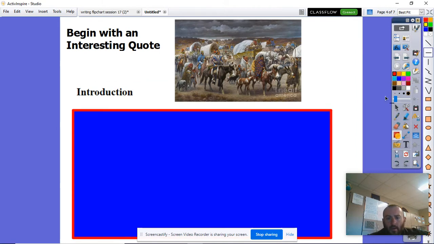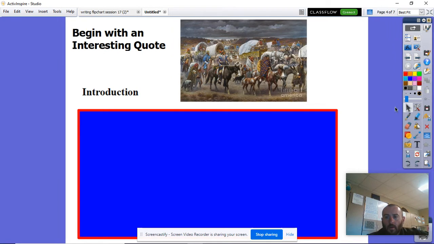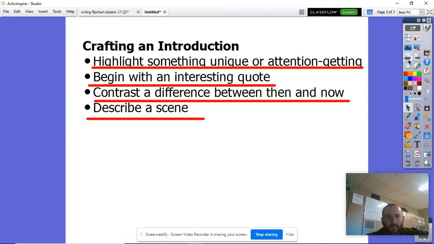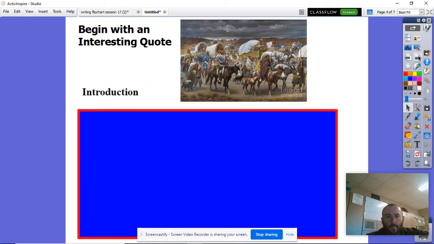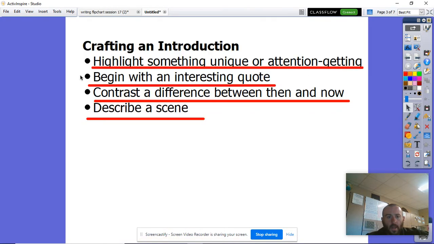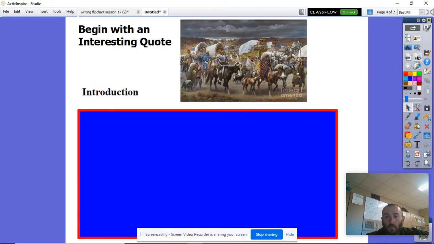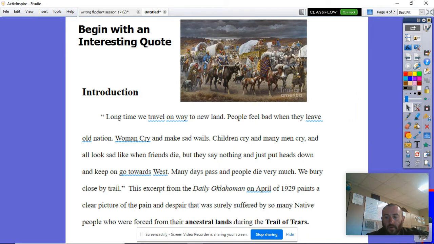And I've cut out from my paper different parts of my introduction where I tried each one of those things from our flip chart. The first thing that I tried out was, I kind of did it out of order, but I began with an interesting quote. So let's take a look at that. I'll just read it first. So here's my intro where I began with an interesting quote.